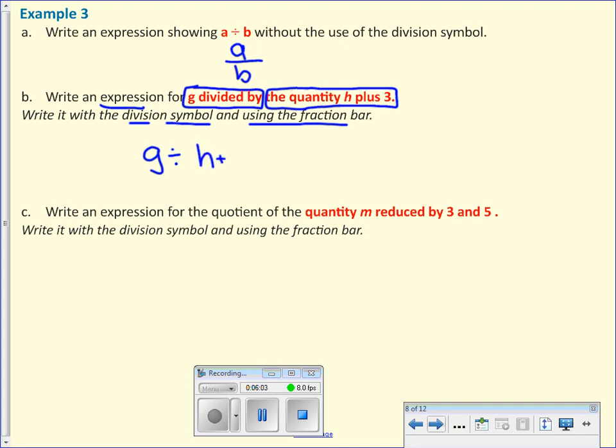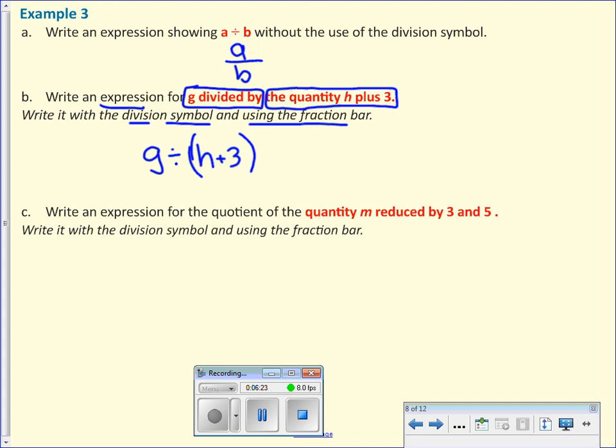I'm going to write H plus 3. Do I need that in parentheses? Yes, because otherwise it would be G divided by H. I don't want G divided by H. I want G divided by the sum of H plus 3.